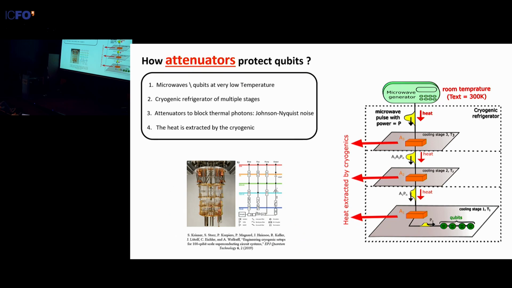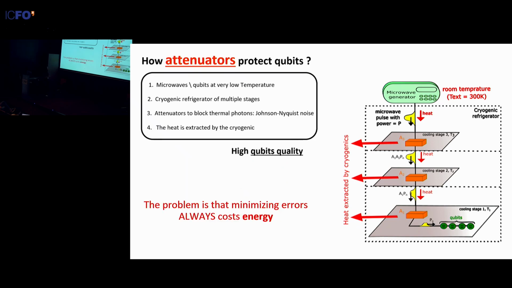So here I have an experimental setup where attenuators with specific dB values are placed at different cooling stages. And this helps protect the qubits and so improves their quality, but it comes with an energetic cost because we need electricity to extract all the dissipated heat. So here we want to find a balance between that cost and the qubits' protection.